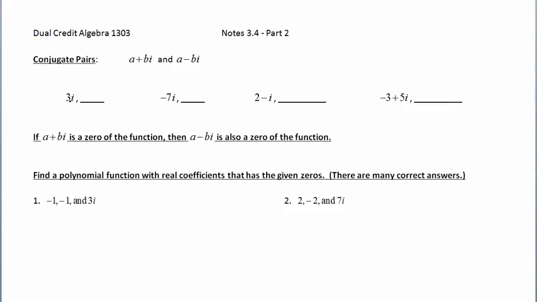Okay, so right here, the conjugate pair, its partner, think of this as being 0 plus 3i. So I wouldn't change 0, but I'd change plus, adding to subtracting, which makes it negative 3i. Think of this as 0 minus 7i. So the conjugate pair would be 0 plus 7i.